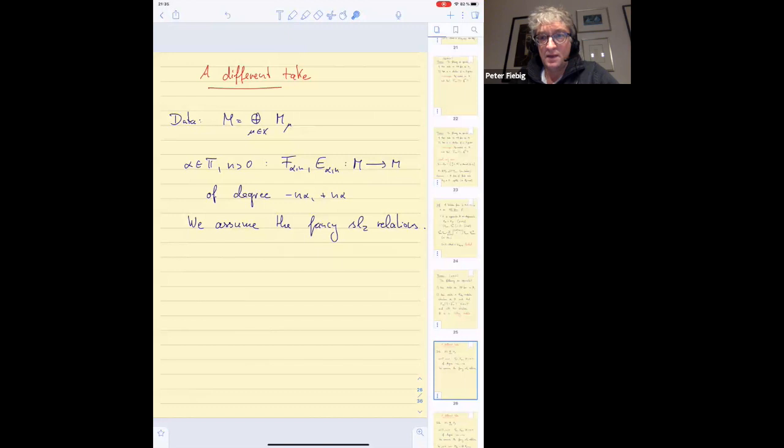So let me talk a little bit about this algorithm, or what the local structure is if you carry out this algorithm. I changed the viewpoint a little. So suppose we have actually two sets of operators on these graded spaces of degree minus n alpha and plus n alpha, and assume that they satisfy these fancy SL2 relations.